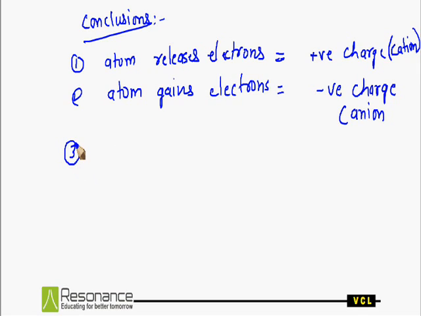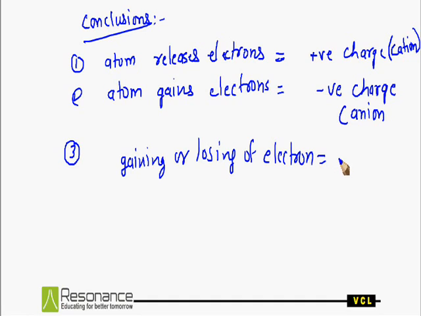And the third point is that gaining or losing of electrons is equal to the charge on the ion.